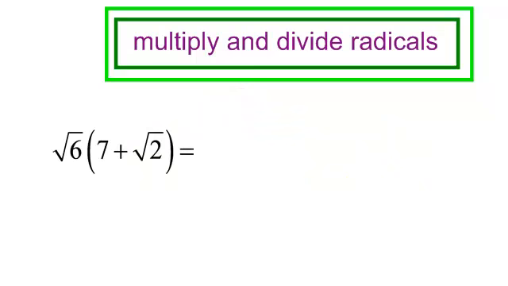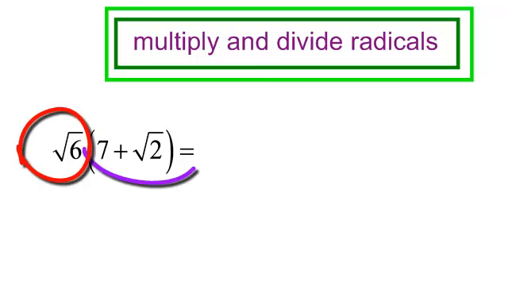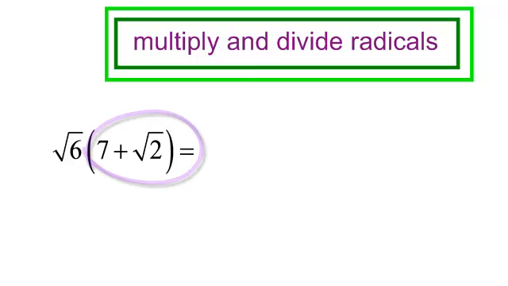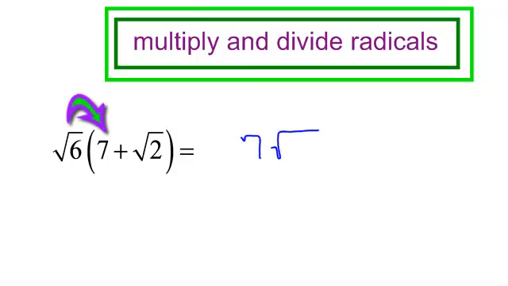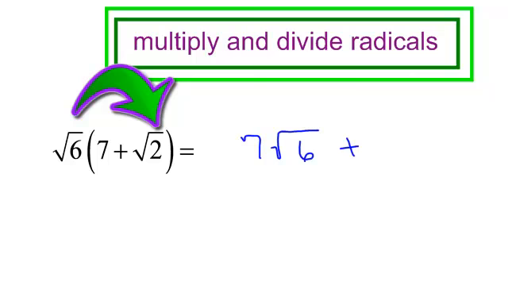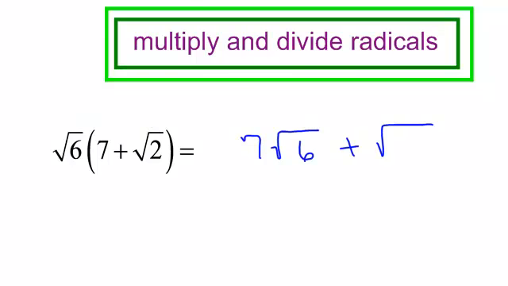Oh, look at this. I have a monomial times a binomial. That radical 6 is multiplied not by 7, not by radical 2, but by 7 plus radical 2. It's a binomial. Well, you have to make sure that you use the distributive property. Radical 6 times 7 is just 7 radical 6. I cannot multiply 7 times 6 because 1 is underneath the radical, 1 is not underneath the radical. Plus, radical 6 times radical 2 is radical 12. 2 times 6 is 12.